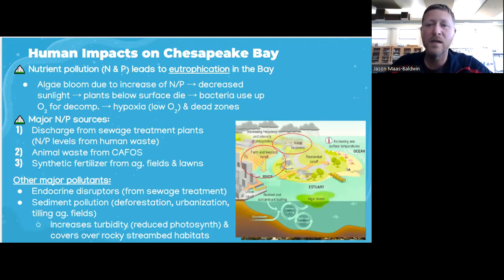And this excess nitrogen and phosphorus mostly comes either from CAFOs, as it is mostly the case with the Chesapeake Bay watershed, where we have animal waste running off, or it could be discharged from sewage plants, or very commonly just excess fertilizer from farms and lawns.